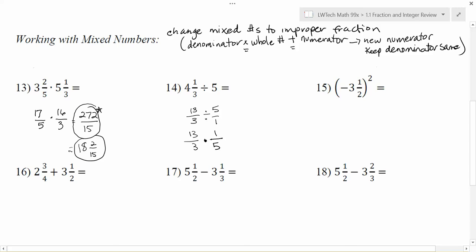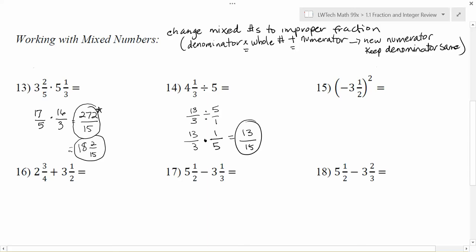Again, see if there are any common factors on the top and bottom that you can reduce out. In this case, there is not. So we just multiply across the top. 13 times 1 is 13. Multiply across the bottom. 3 times 5 is 15. And that is going to be my simplified solution.